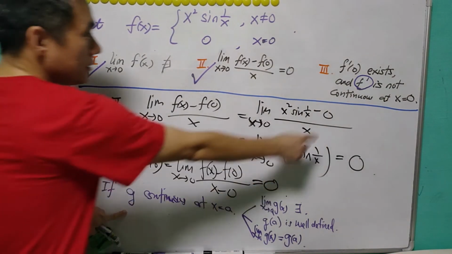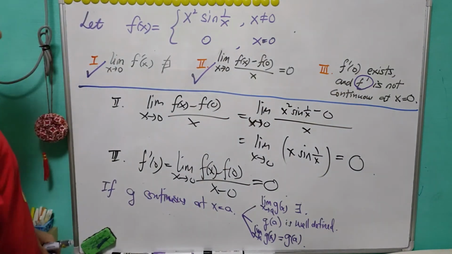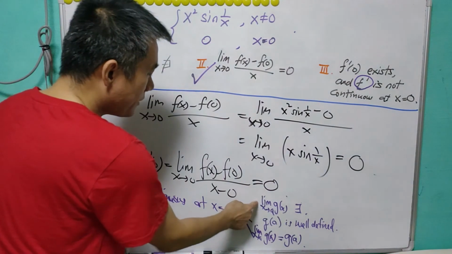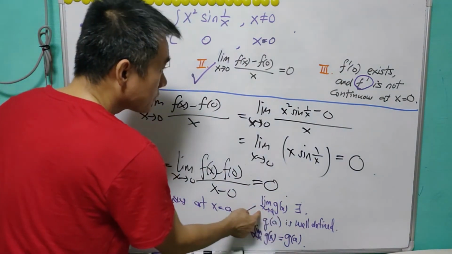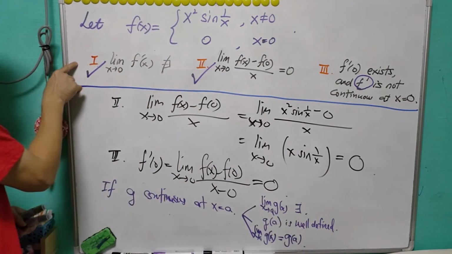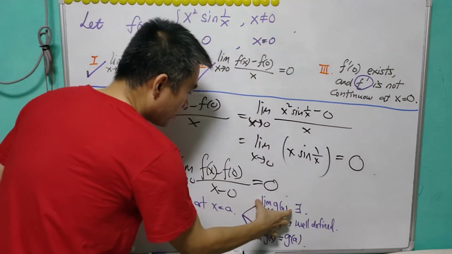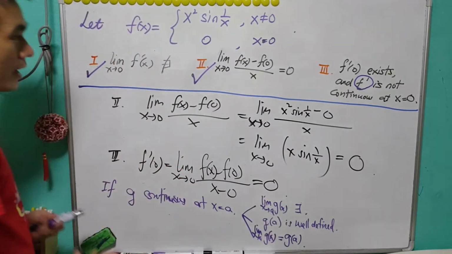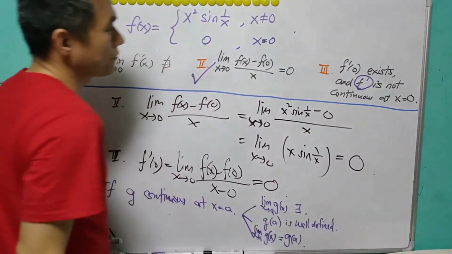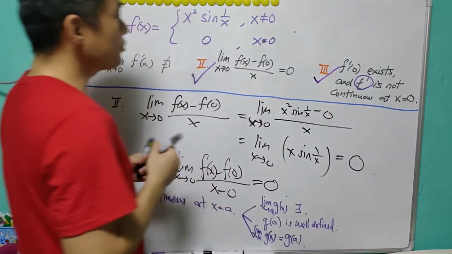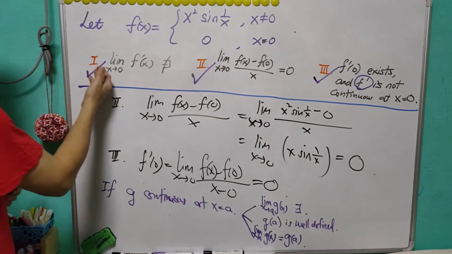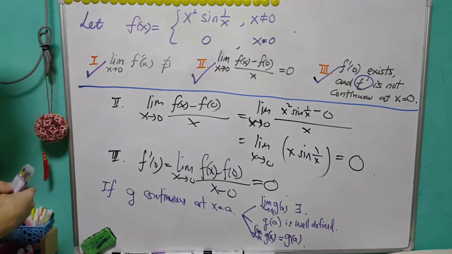Now this g here is equal to f'. So we will ask this question: does the limit of f' when x goes to 0 exist? No, it does not, from the first statement. Since the first condition is not satisfied, we say that f' is not continuous at x equals 0. This means that statement 3 is also correct. With this, the first, second, and third statements are all correct.